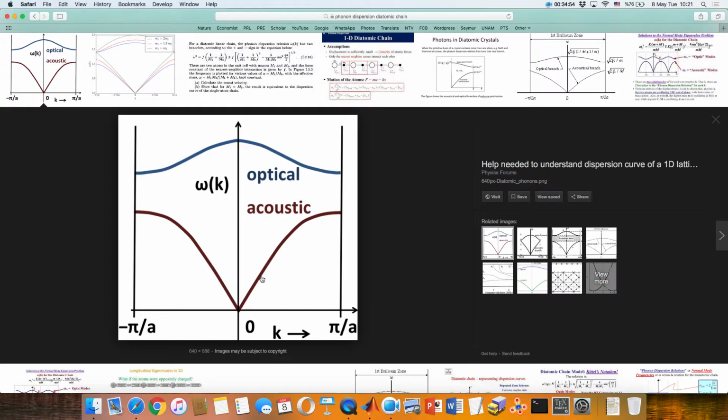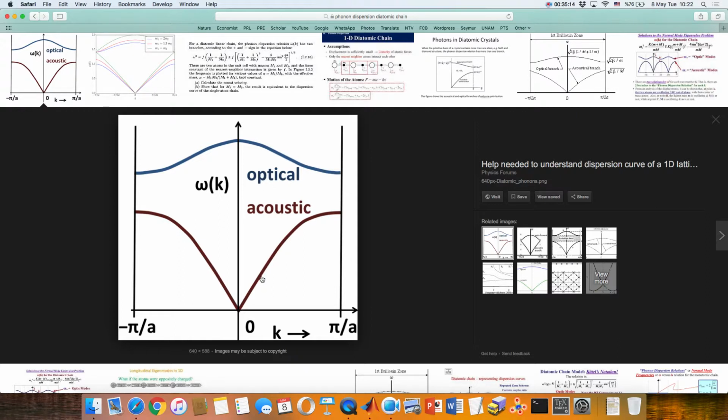Any questions? I think if the atoms were allowed to move in 3 directions, we'd have a total of 6 modes. 6 modes. And how many acoustic branches? 3. 3 acoustic branches, right? And 3 optical.